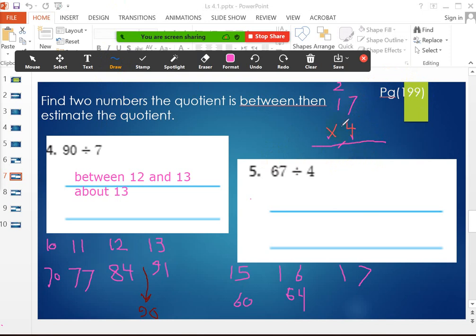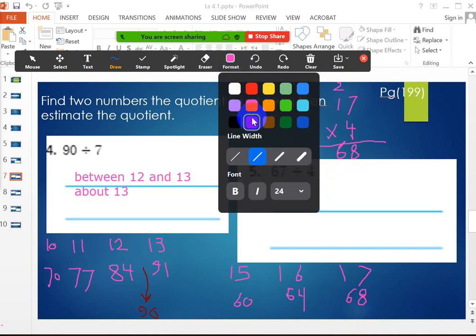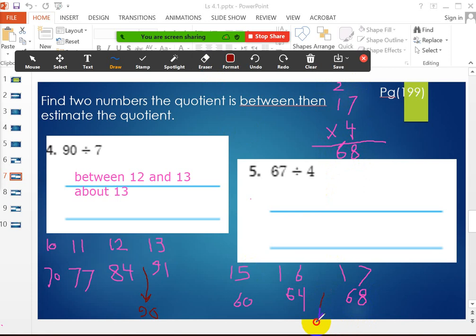4 multiply 7 equals 28, so I put 8 here and 2 above the tens. 4 multiply 1 equals 4 plus 2 equals 6, so it will be 68. So look, 68 is greater than 67, so I have to stop. The number will be between those two multiples, 67. So the quotient will be between 16 and 17.